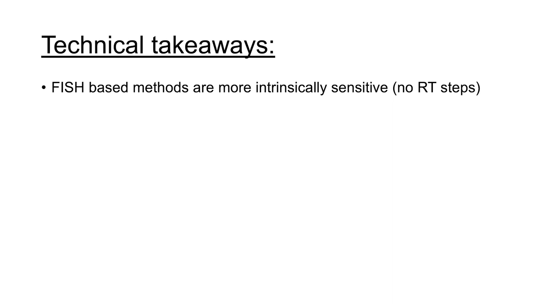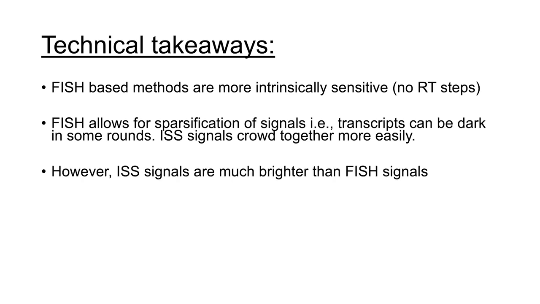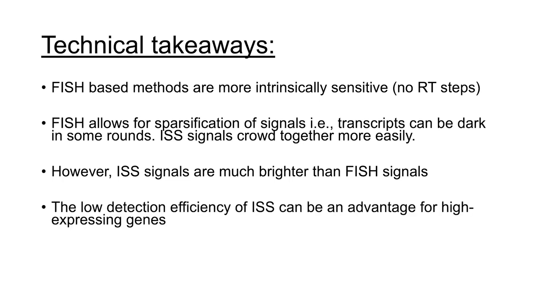They generally allow you to sparsify your signal, which basically means that some transcripts can be dark in some or many rounds, which allows you to get higher numbers of genes profiled and higher numbers of transcripts. But the signals with FISH-based approaches still tend to be quite a bit dimmer because you don't have the rolling circle amplification step. And the low detection efficiency of in situ sequencing can sort of perversely be an advantage when you're looking at something that's extremely highly expressed, which would just crowd out your combinatorial FISH completely.